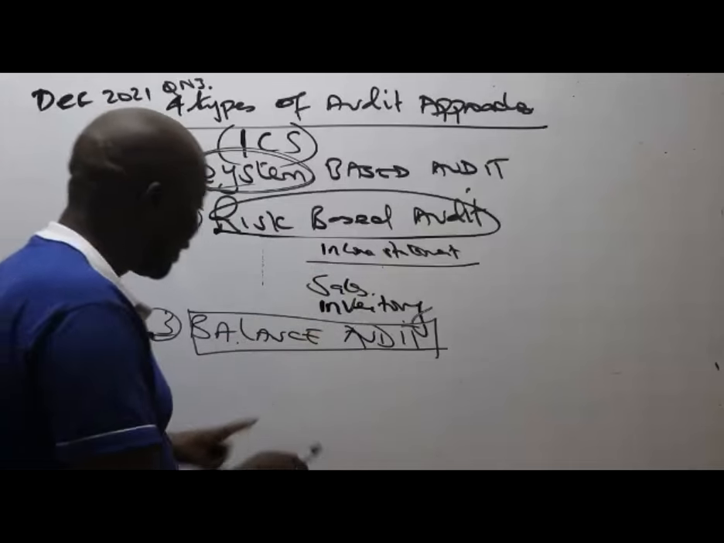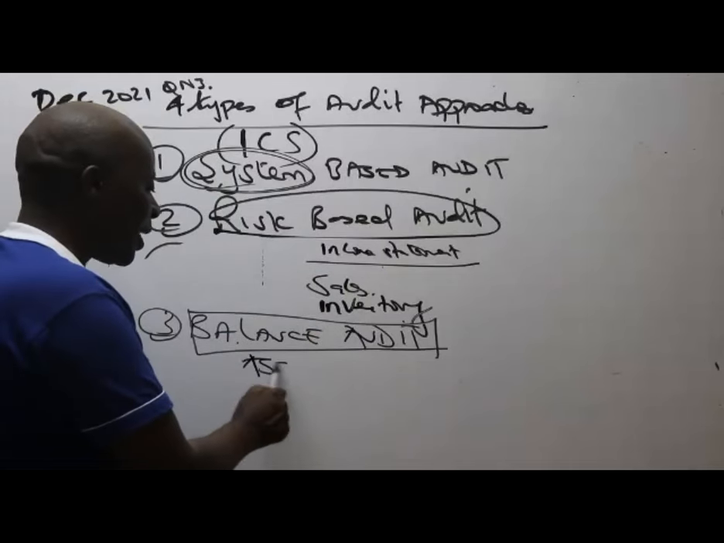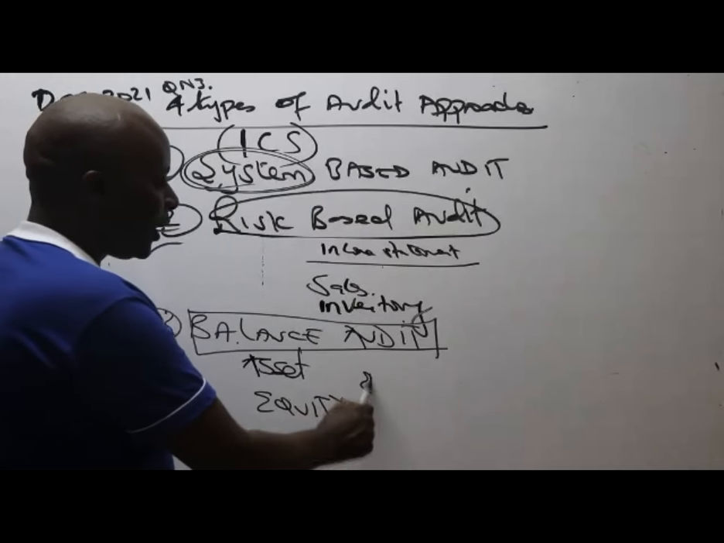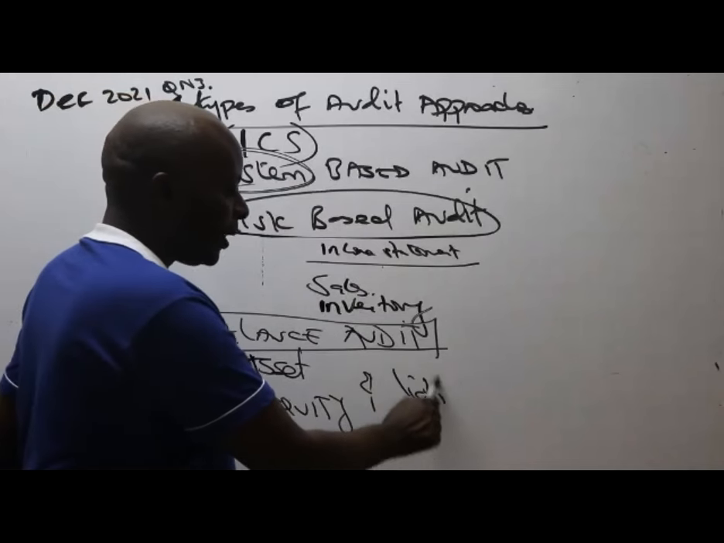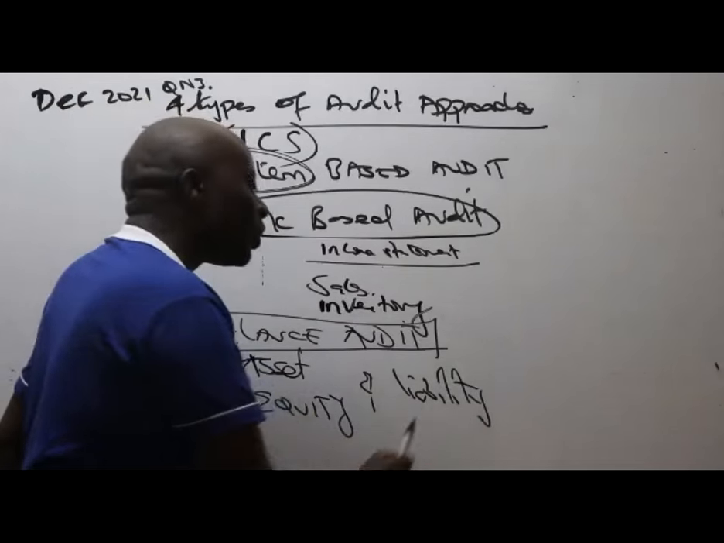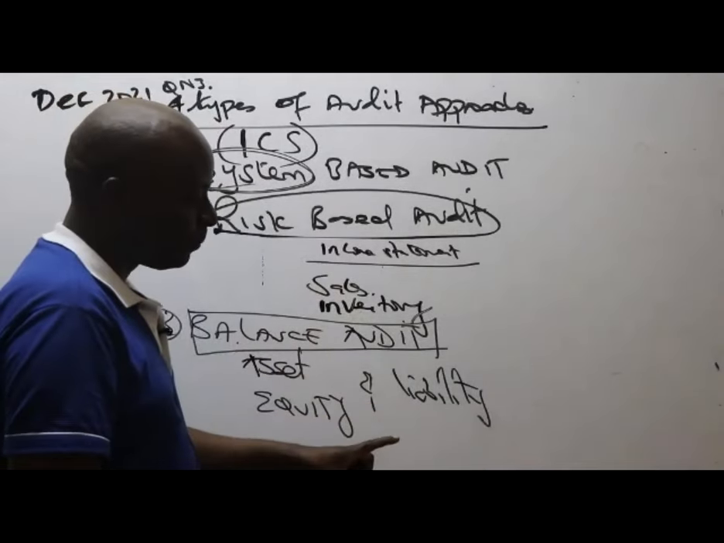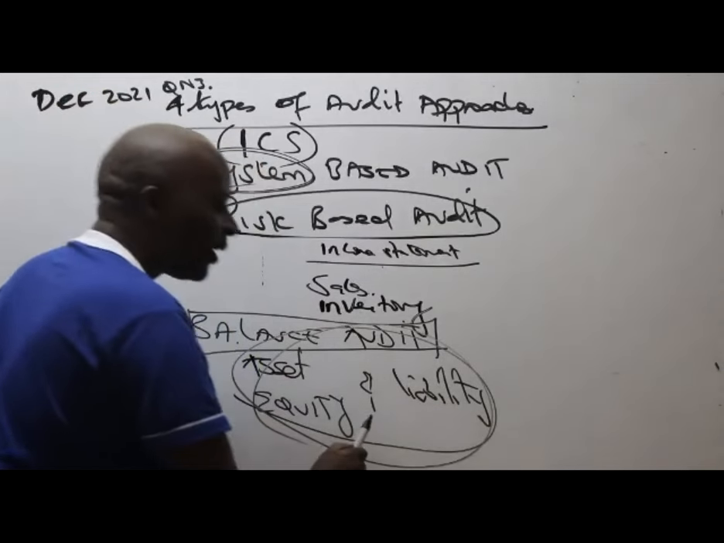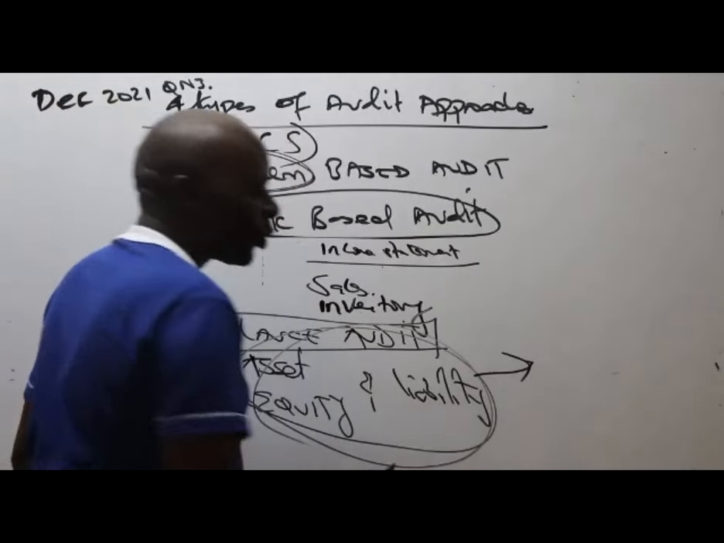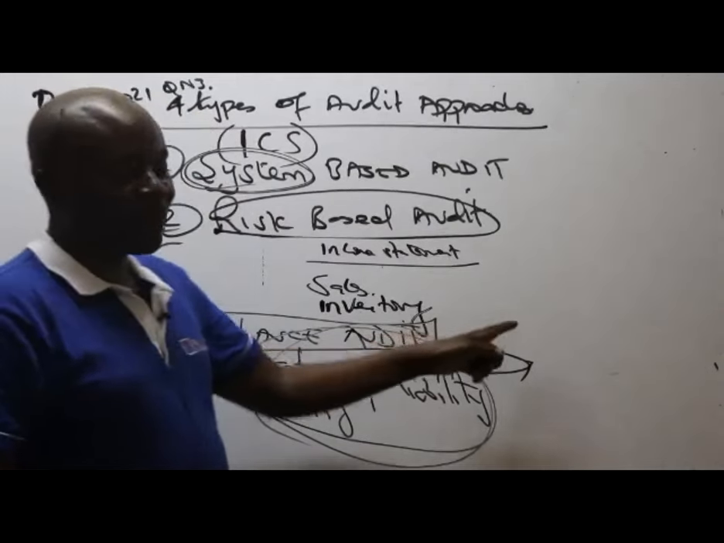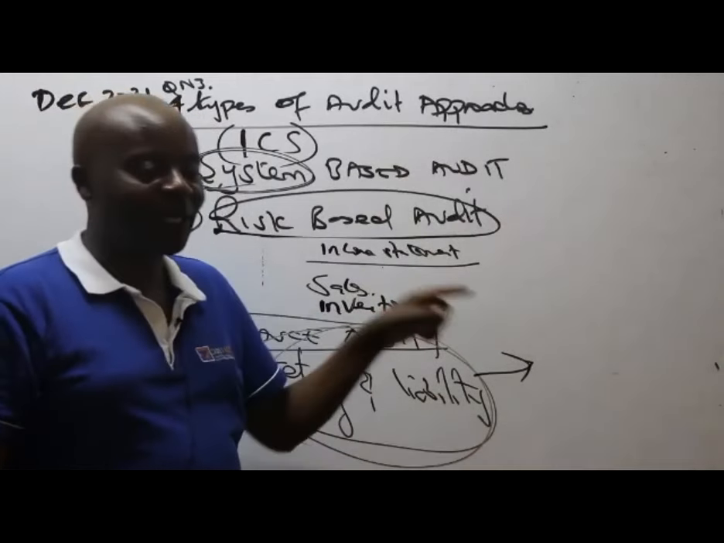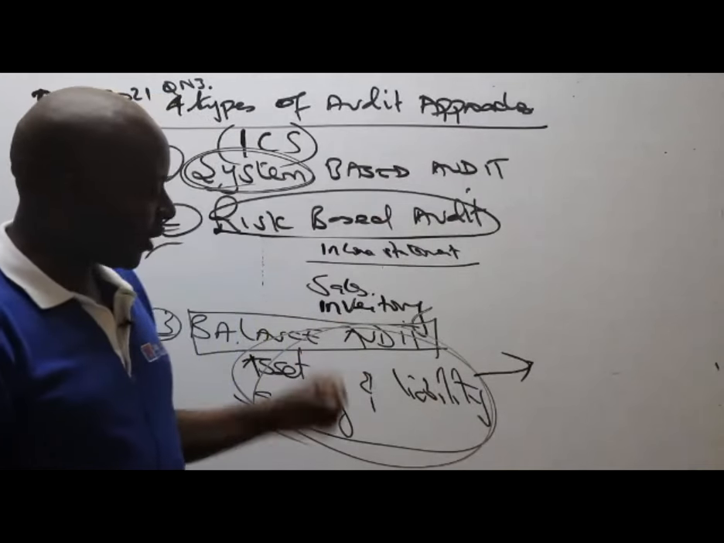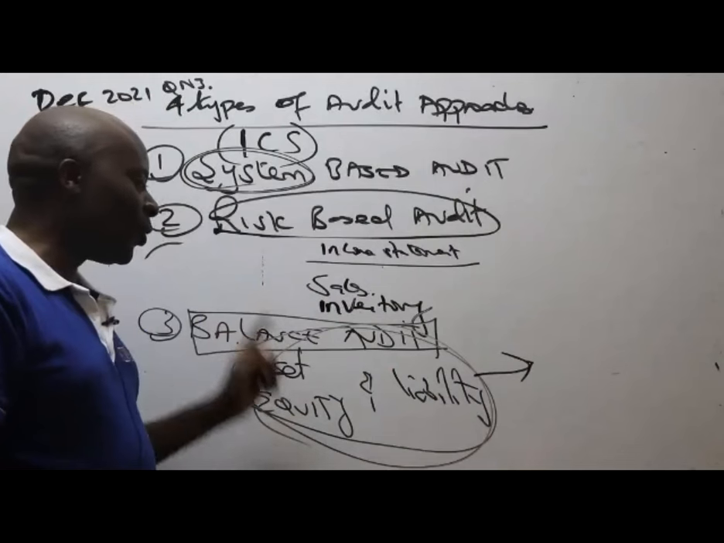We shall audit the total assets. We shall audit our equity. We shall audit our liabilities, of course, using the various assertions. And then at the end of the day, if these are okay, we shall automatically conclude that even the income statement and all the other financial statements are okay. So under balance sheet audit, what do we do, ladies and gentlemen?